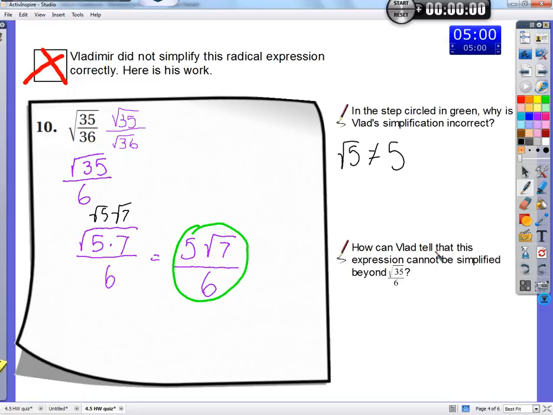Kayla. The factors of 35 don't have a perfect square root. Right. If what we're going to do is factor 35, one of the factors needs to be a perfect square and have a perfect square root, and no matter how you slice it, no factors of 35 are going to be perfect squares. This is actually the only factorization there is besides 35 times 1.